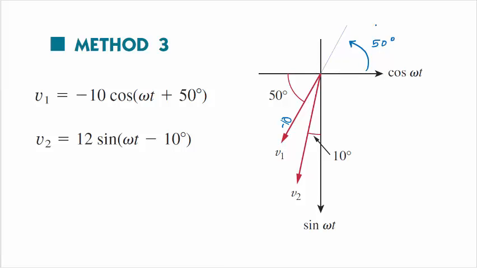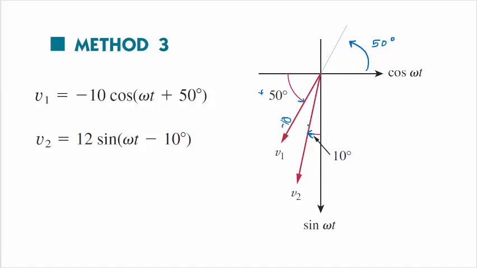Another way you can look at it is plus would be this way, minus is this way, so minus 10 is this way, plus 10 is this way, and then plus 50 is always clockwise. I went plus 50 clockwise that way. So similarly for this one, plus 12 is pointing downward, but it says minus 10, so I go counterclockwise 10 degrees that way. That's the graphical method.